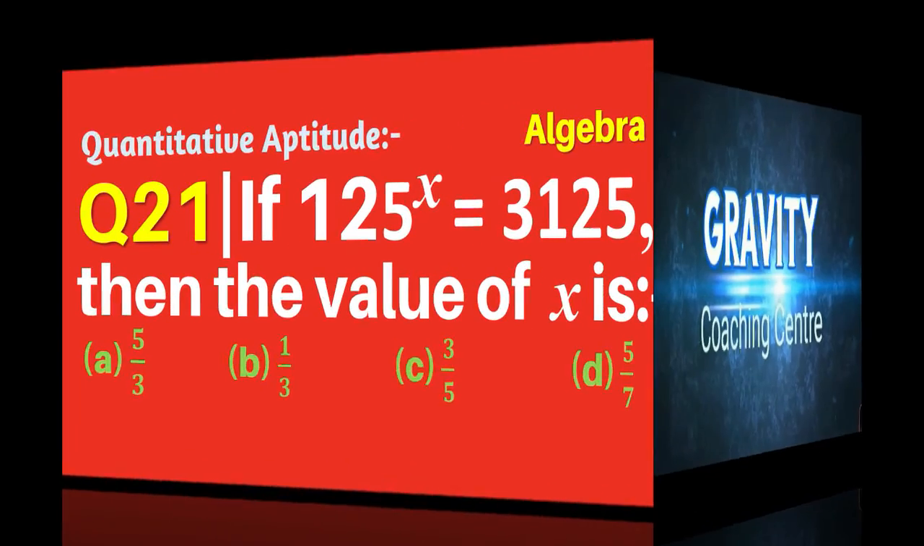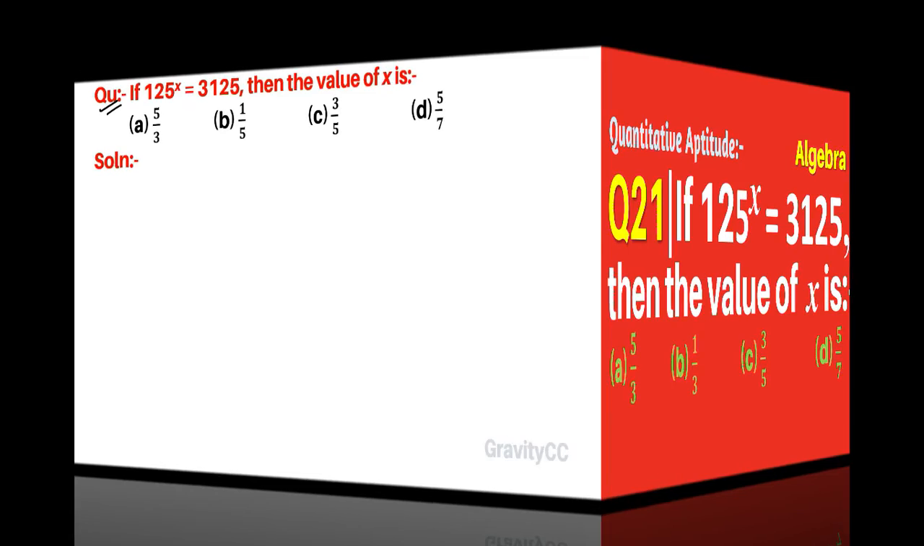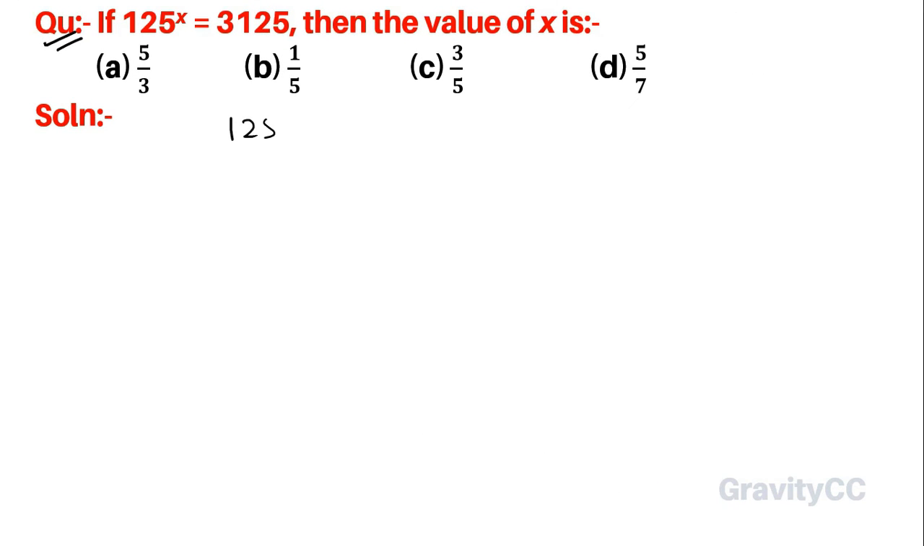Question: if 125 to the power x is equal to 3125, then the value of x is? So in this, given is 125 to the power x is equal to 3125. First we find the factors of 125 and 3125. If we find the factors of 125, using the table of 5, it is 25, then again using the table of 5, it is 5.